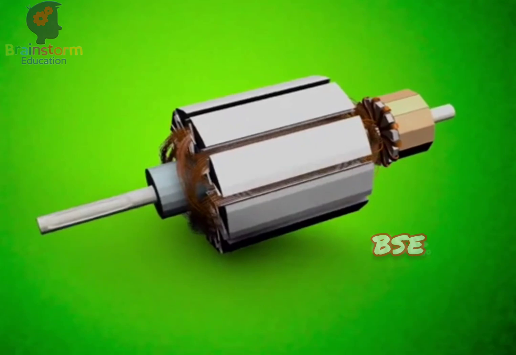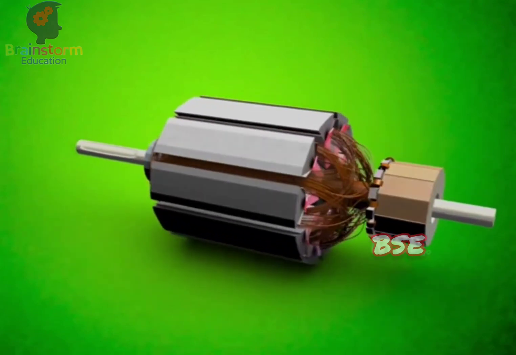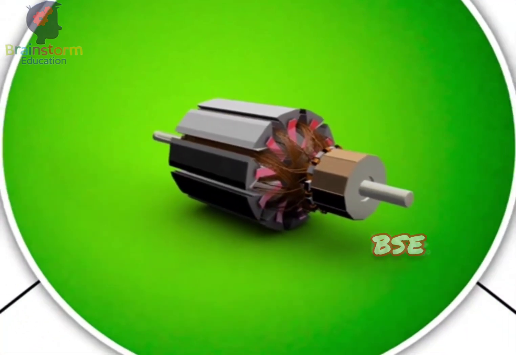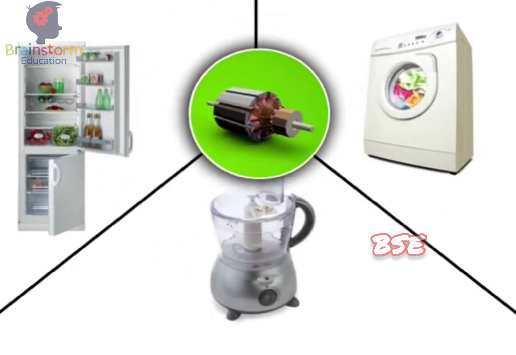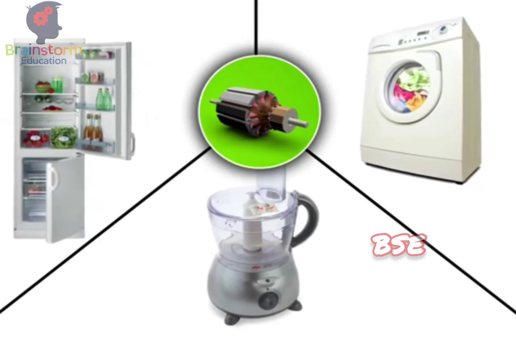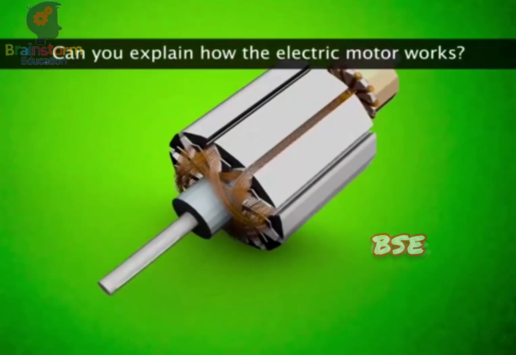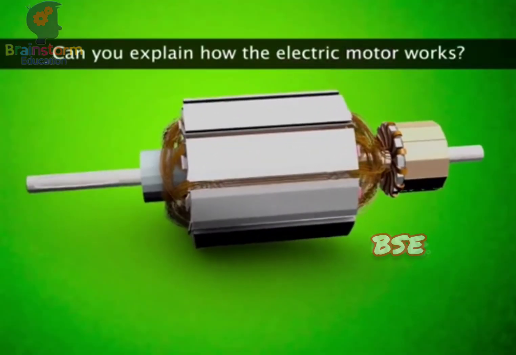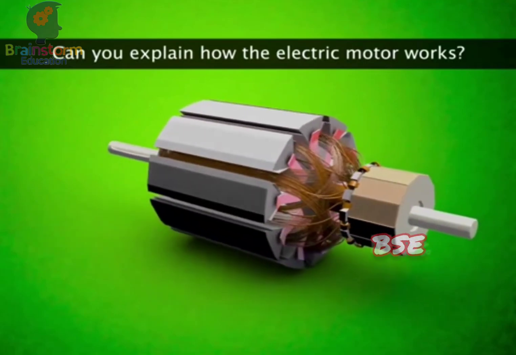The electric motor finds many practical applications in our daily life. It is used in appliances such as refrigerators, washing machines, and food processors. So, can you explain how the electric motor works?